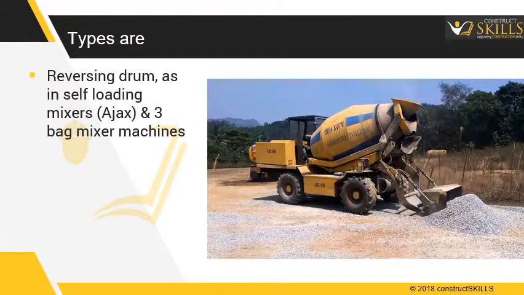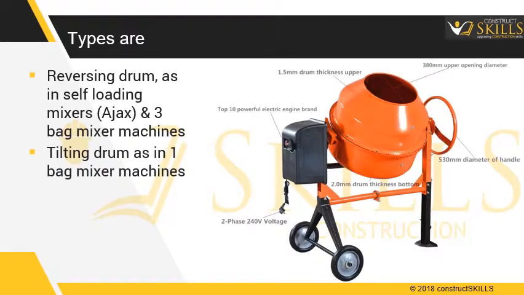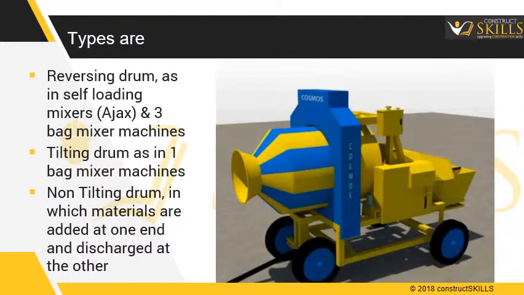Types are reversing drum, as in self-loading mixers, Ajax, and 3-bag mixer machines. Tilting drum, as in 1-bag mixer machines. Non-tilting drum, in which the materials are added at one end and discharged at the other.